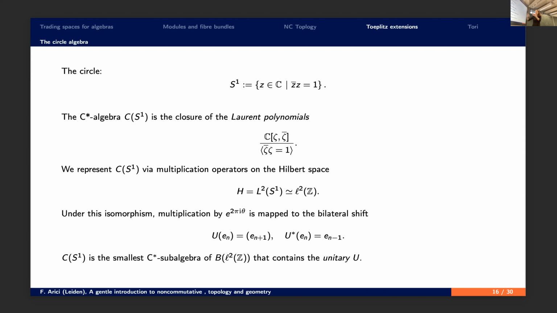Now this L2(S1) is also, through Fourier theory, isomorphic to little l2(Z), the two-sided sequences. And if you look at this isomorphism, the multiplication by e^{2πiθ}, the basis function in your Fourier series expansion, is mapped to an operator called the bilateral shift. It takes the basis vector labeled by n and maps it to n+1, because you're adding another θ, and the adjoint takes any basis vector to the previous one. Then you can say C(S1) is the smallest C-star subalgebra of the bounded operators on little l2(Z) that contains this unitary operator U. Because it is unitary and there's only one generator, this is a commutative algebra. There's no other relation apart from U*U = UU* = 1.